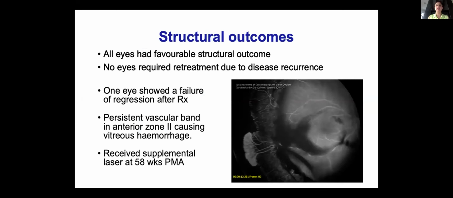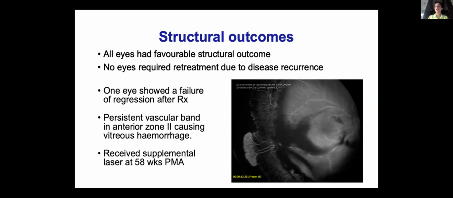Looking at the structural outcome, we're happy to report that all eyes had favorable structural outcome in our cohort. In fact, although some developed disease recurrence, no eyes required any treatment for that recurrence, and that's important in the terminology. We did have 1 eye that showed a failure of regression after treatment, and you can see that illustrated in this image here.